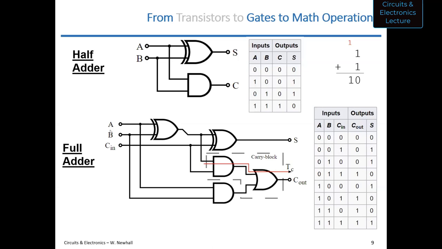Okay, so in the half adder section, is that C for outputs? Is that the carry? Right, the C is the carry bit. Oh, okay, gotcha. All right, thank you. Sure.